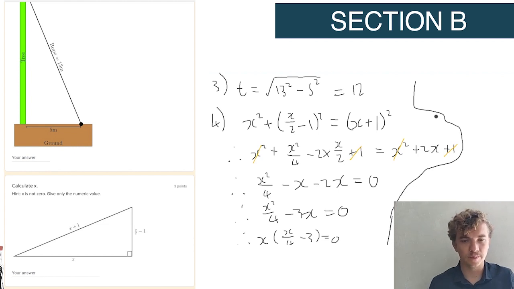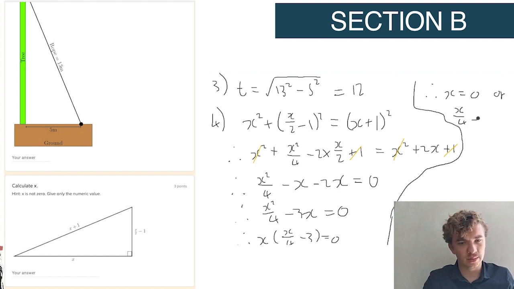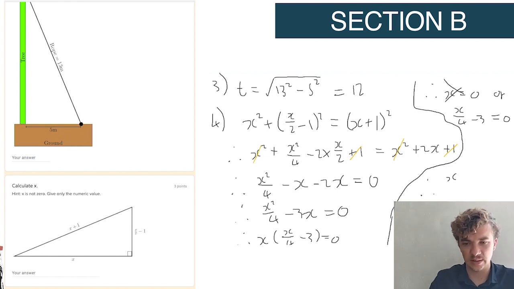And now we know that x is equal to 0, or x over 4 minus 3 is equal to 0. We already know that x can't be 0 because they asked us don't make x 0. And then if I just continue over here, we have that x over 4 is equal to 3, and therefore x is equal to 12. A very nice solution to a problem that might not have seemed so easy at the start.